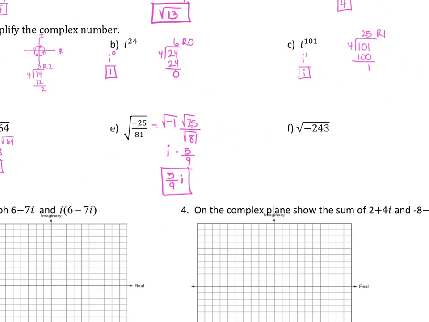And then for letter F, it's not a perfect square. So what you want to decide is what is the largest perfect square that goes into 243, and that is 81. Square root of -1 is i, square root of 81 is 9, square root of 3, can't do anything. So we will write this as 9 radical 3i. If you write it as 9i radical 3, that is fine.